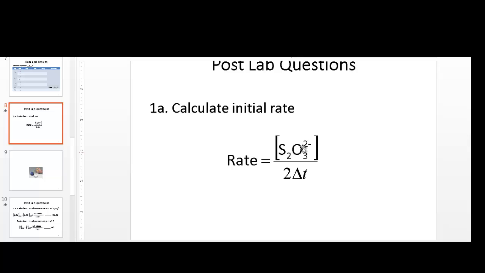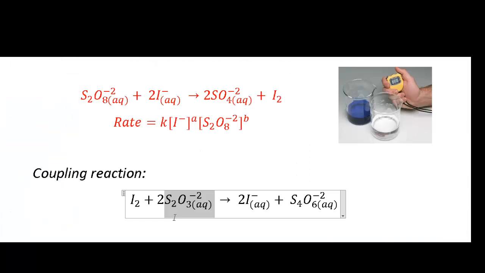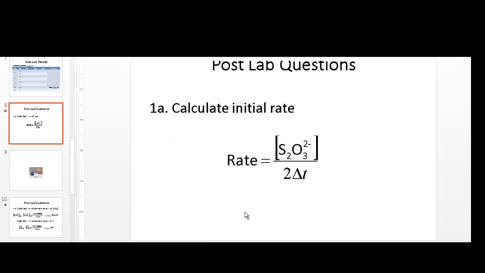So the S2O3 minus 2, since there's 2 moles that's going to react in the secondary reaction, the actual time that you get where it turns blue is going to be not the rate of this divided by delta t, but the rate of this divided by 2 delta t. Here t is time, because you have 2 moles in the coupling reaction. So that's the answer to post-lab F. And you're going to use this to actually figure out the rates of all of your 5 experiments.